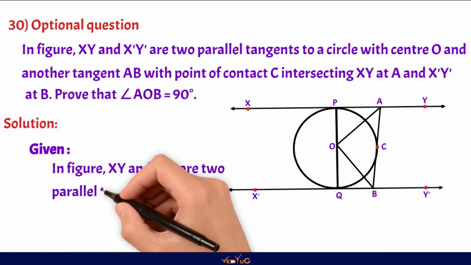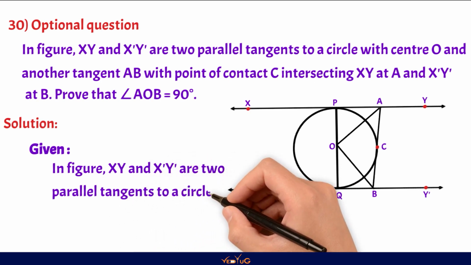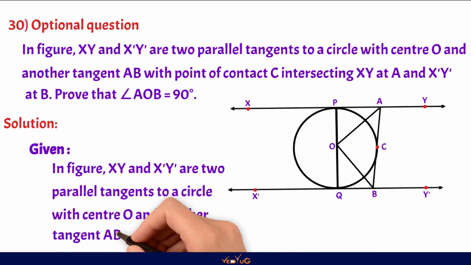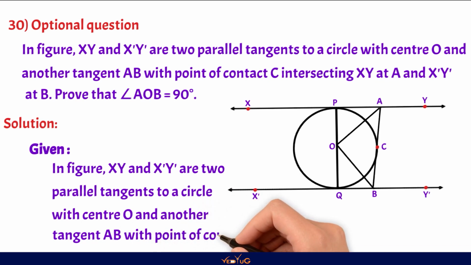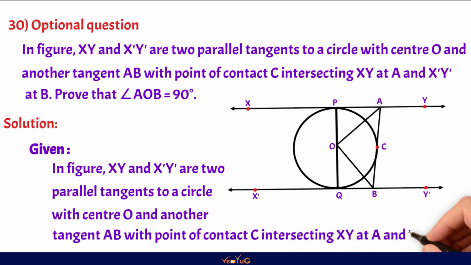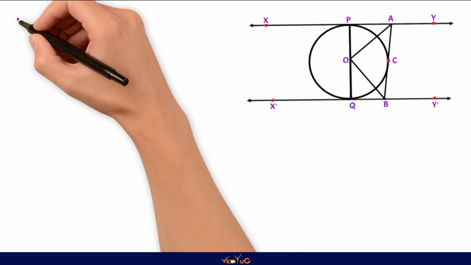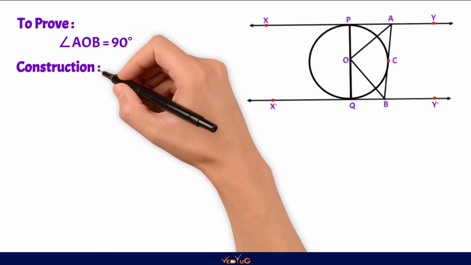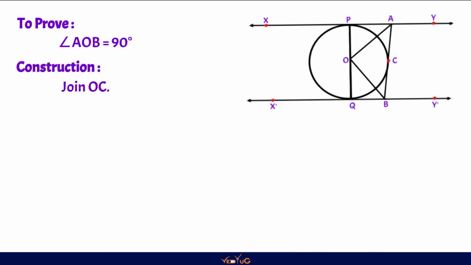Okay. So, we are given that in figure XY and X dash Y dash are two parallel tangents to a circle with center O and another tangent AB with point of contact C intersecting XY at A and X dash Y dash at B. Now to prove angle AOB is equal to 90 degrees, we will construct and join OC, the center of the circle, and the point of contact C. The center of the circle O and the point of contact C, we will join it. Again, do it with the help of a pencil.